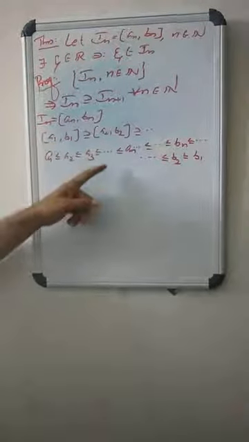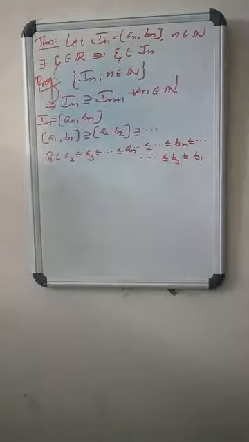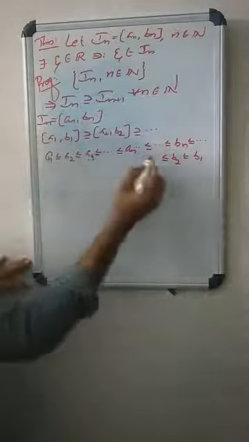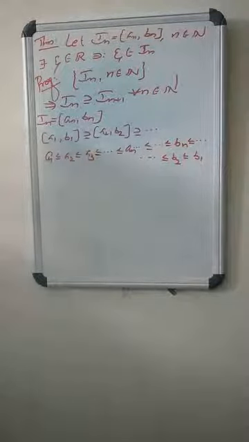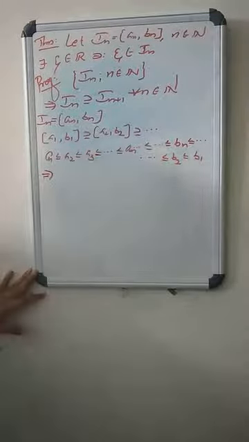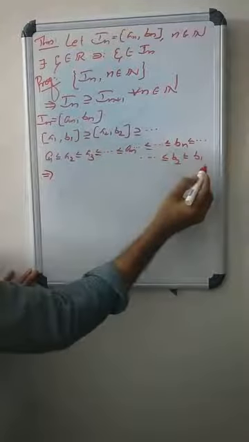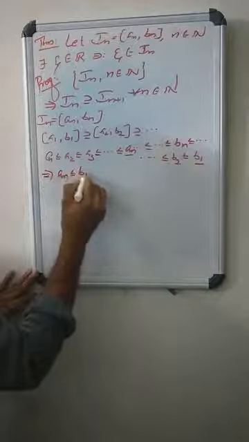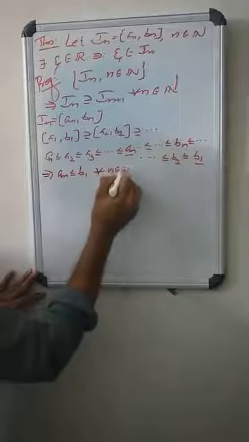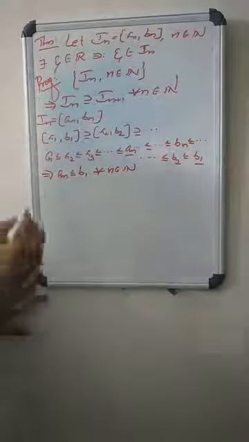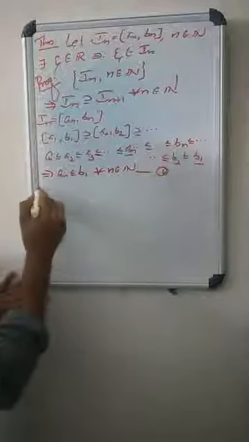From this we can immediately conclude a1 ≤ a2 ≤ a3 ≤ ... ≤ b2 ≤ b1. That means clearly an ≤ b1 for all n in N. Mark it as equation 1.